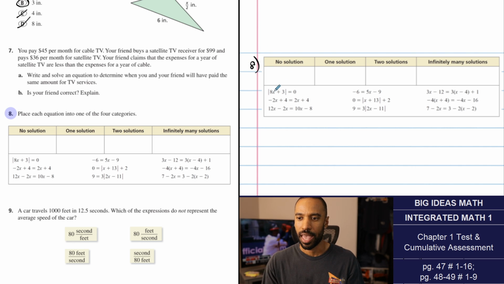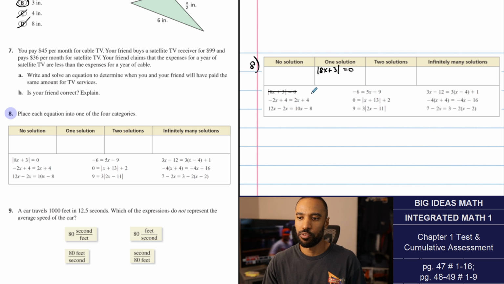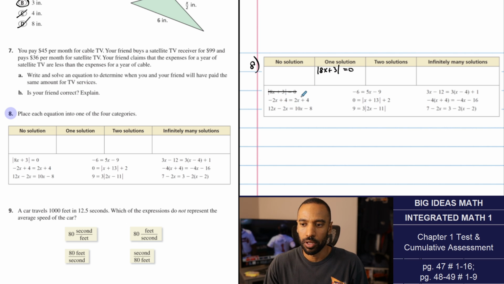First one, absolute value of 8x plus 3 equals 0. There's only going to be one solution in that case. It's either 8x plus 3 equals positive or negative 0, which is only one set of those. I'm not solving for it, but that's it. Negative 2x plus 4 equals 2x plus 4. Despite what it looks like with the variables canceling, they will not. You add 2x to both sides, and that'll give you a 4x, etc. Now, that gives you one solution in that case. That solution is actually x equals 0.